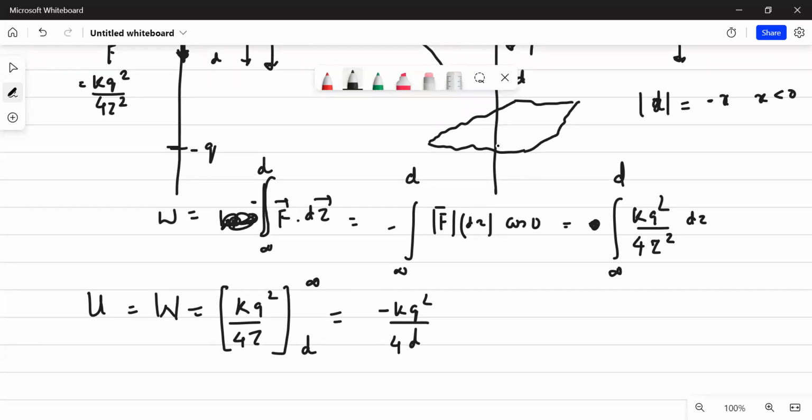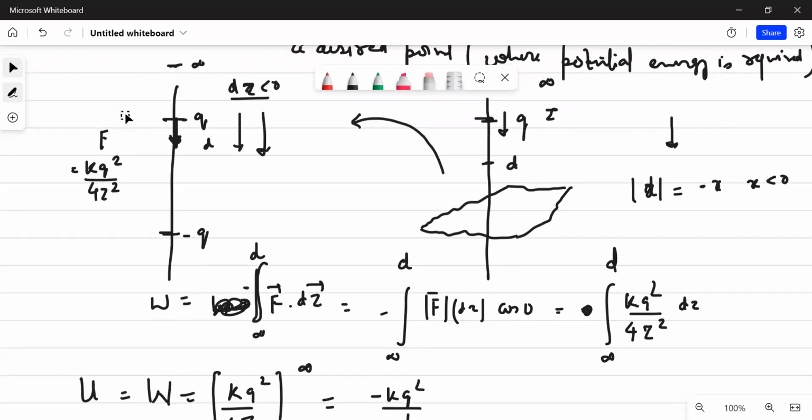Sir, yes beta, tell me. Sir, the force we have written, can't we directly write kq square upon 4d square? No, we can't write 4d square, because we have to find potential energy. What is potential energy? It is work done by the external force in bringing charge from infinity to point D. So we'll have to take it as a variable. And while we bring it from infinity to point D, your force has to be F(z), because your force is dependent upon z. Now you bring it from infinity to D, so obviously you will have to take this force as a variable function.